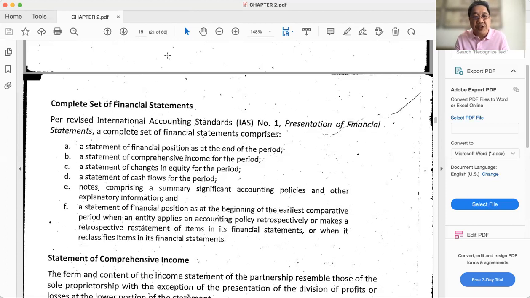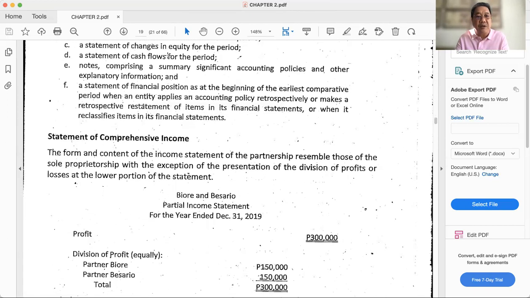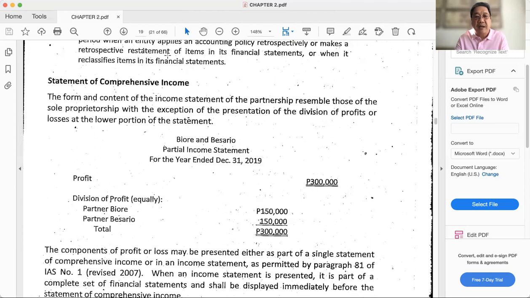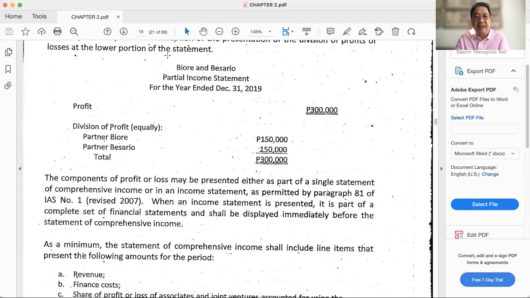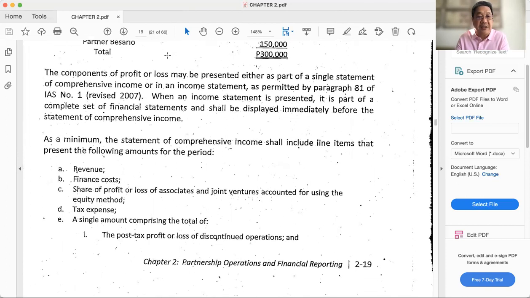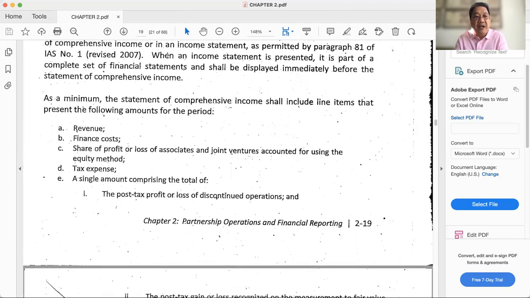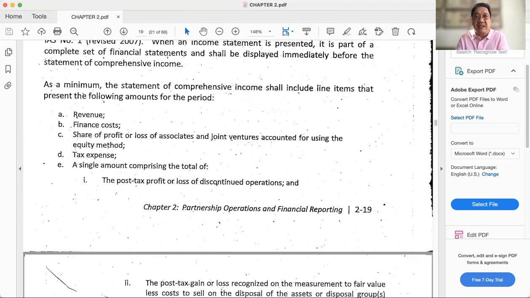Statement of financial position as at the beginning of the earliest comparative period. Comparative yan, 2 years, usually. So, statement of comprehensive income. I need not discuss this. Kasama syempre dyan ang revenue, income, expenses, other expenses, other income, and of course yung mga tax expenses that are being paid to the government.